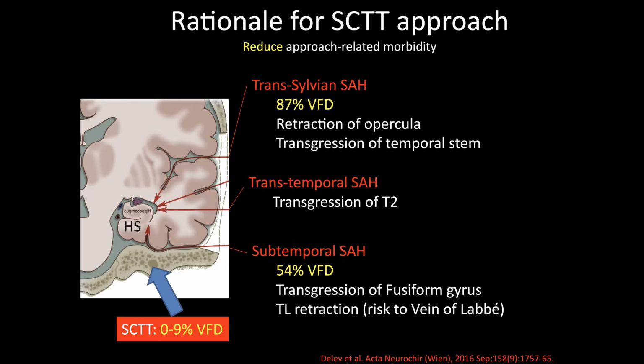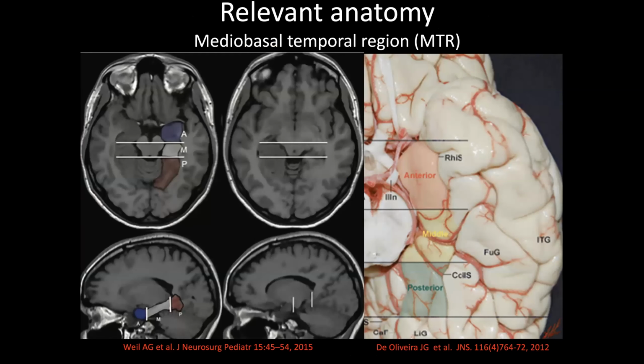Without going into too much detail, the SCTT approach, although initially developed in the 70s, has been used more and more over the last 5 to 10 years, and overall the rate of visual field dysfunction is quite low. Most reports, most centers, are a 0% rate, up to 9%, in addition to reducing the risk associated with retraction or transgression of other cortical structures. So the rationale that Yasargil developed holds true today.